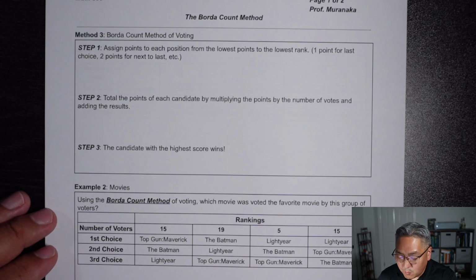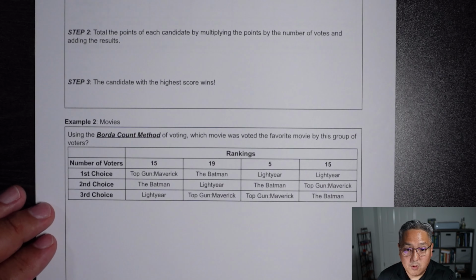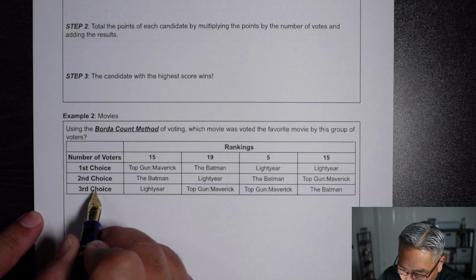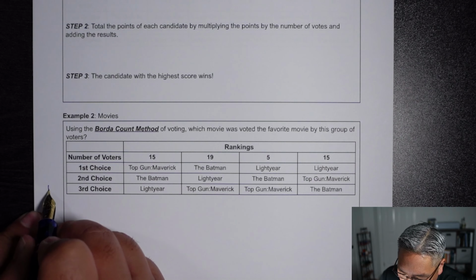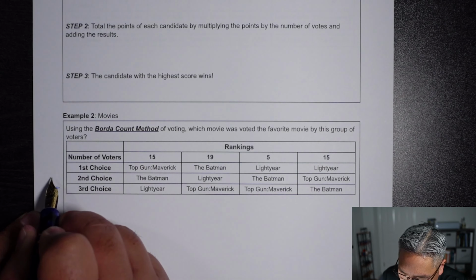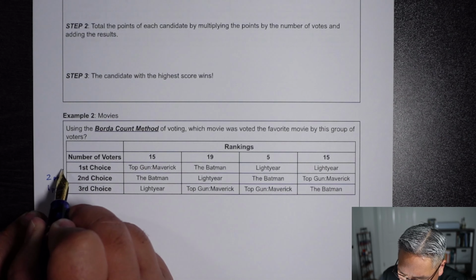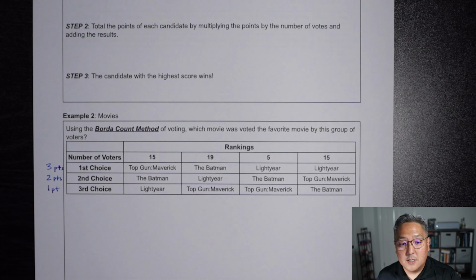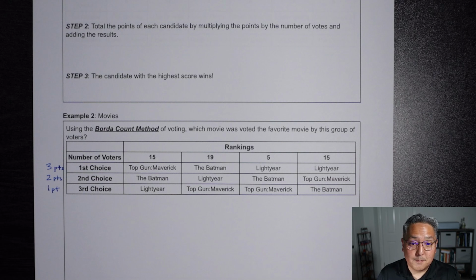So when we look at our first example, which movie was voted the favorite movie by this group of voters, instead of thinking of these choices as just choices, we want to think of them in terms of points. So our lowest choice is third, which is going to be worth 1 point. Second choice is going to be worth 2 points. First is now worth 3 points. See how I just count from the bottom up, because the lowest point total goes to the lowest rank, and then counting up gives you your assignment of points to each place.